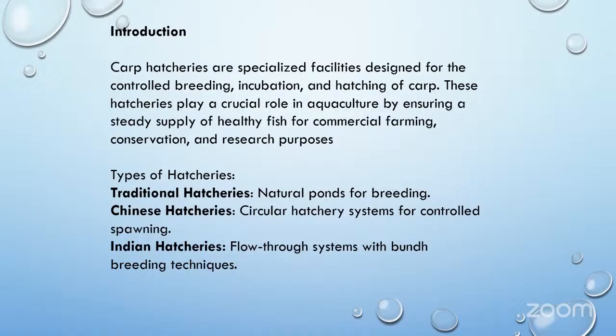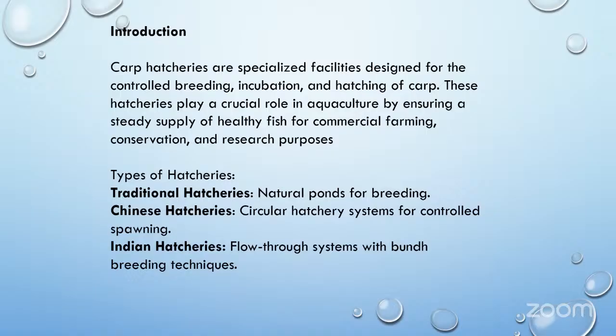Carp hatcheries are specialized facilities designed for the controlled breeding, incubation and hatching of carp. These hatcheries play a crucial role in aquaculture by ensuring a steady supply of healthy fish for commercial farming, conservation, and research purposes. Now, let us look at the types of hatcheries: traditional hatcheries, Chinese hatcheries, and Indian hatcheries.